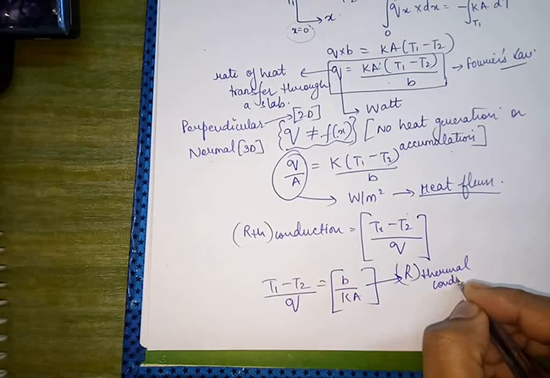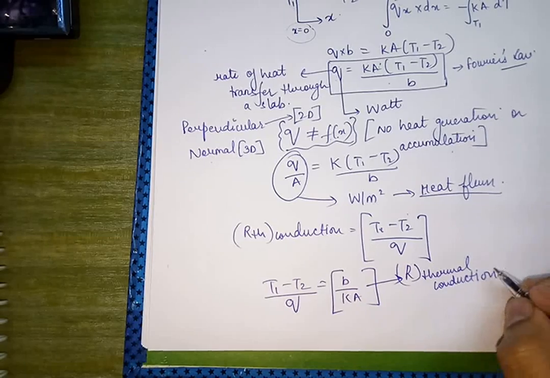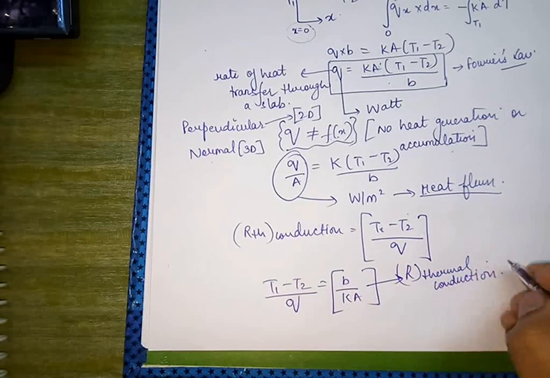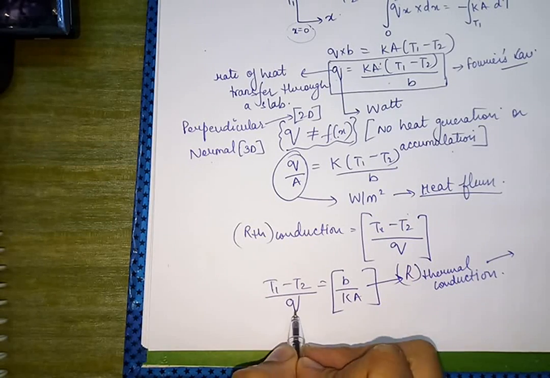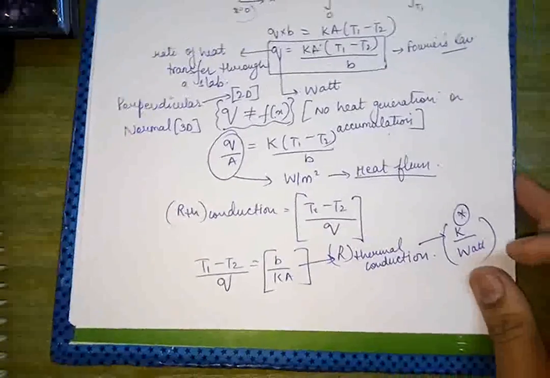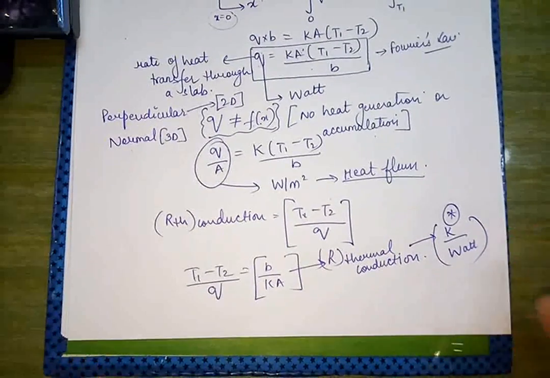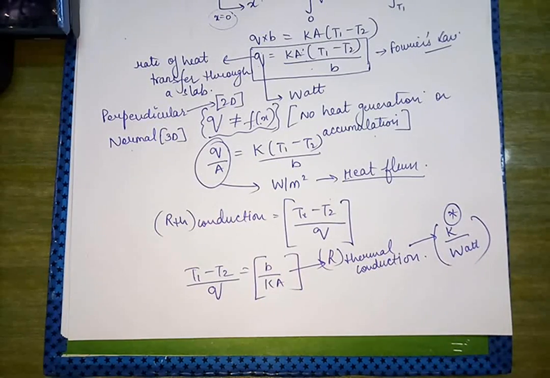So this is actually the R thermal conduction resistance. It is also called conduction resistance, and what will be its unit? It will be delta T upon Q, that is Kelvin per watt. The unit will be Kelvin per watt. Please mind the units, because units are very important. 1 mark direct questions can be asked in the examination.